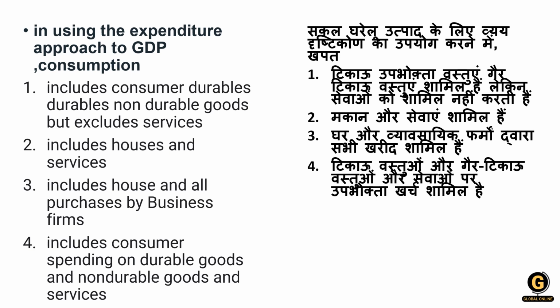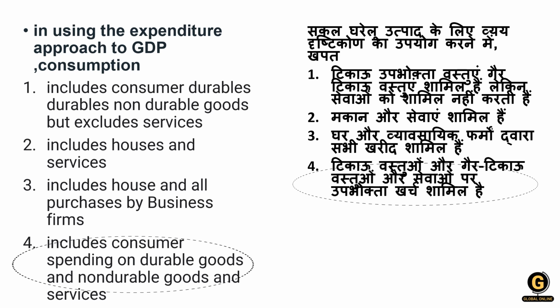The first option is that it includes consumer durable and non-durable goods but excludes services. Then, it includes houses and services. Then, it includes houses and all purchases by business firms. And it includes consumer spending on durable goods, non-durable goods and services. What will be our answer? Our answer will be option 4.